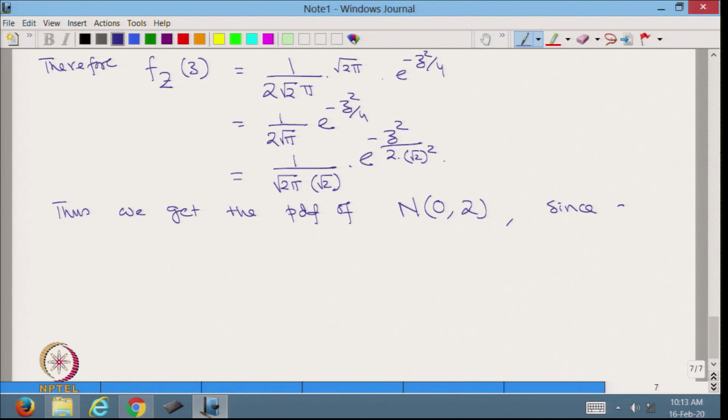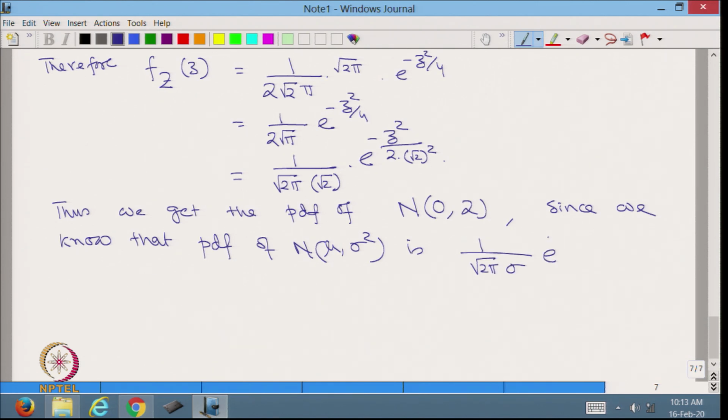Since we know that the PDF of normal mu, sigma square is 1 over root over 2 pi sigma e to the power minus x minus mu whole square upon 2 sigma square. Hence, x plus y is distributed as normal with 0, 2.